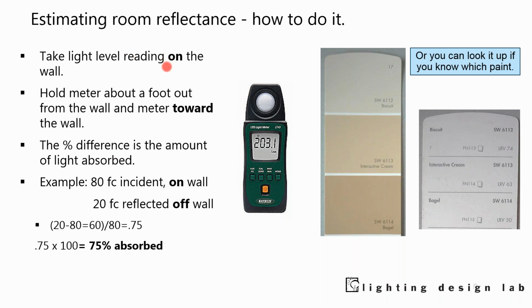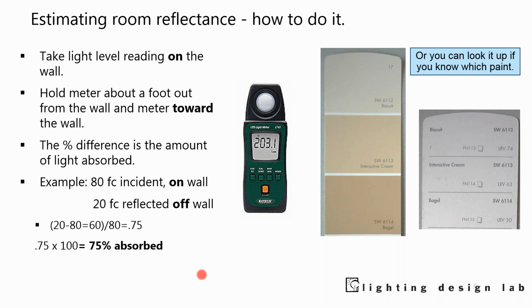So you take your light reading, and then you hold your light meter out from the wall about a foot and turn it towards the wall. So now it's seeing the light bouncing off. And then you do a simple calculation and that would tell you the difference. So if we had 80 foot candles incident shining on the wall and about 20 foot candles reflected off the wall, we're getting about 75% absorbed light. So we have a fairly dark surface, and so you could have that conversation.